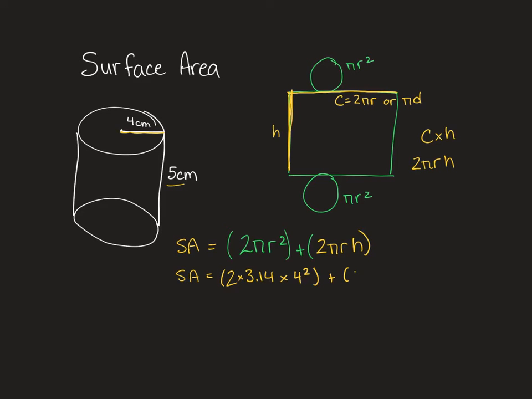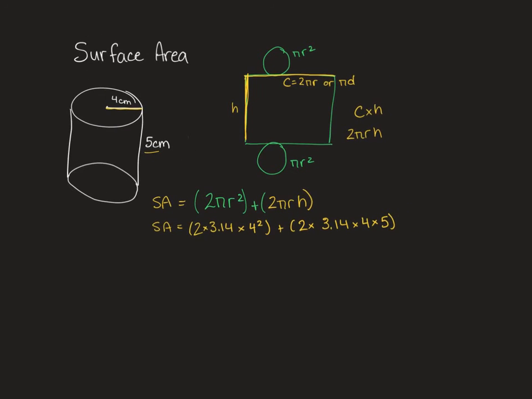Now, if I look at the second half, I've got 2 times, so we already know pi is 3.14. We already know r is 4. What would the h be? So our height is 5, so that's what we would use there. Now we're going to start filling in certain pieces together. So we would start with our exponent, and 4 squared is 16, and then we'll put the rest in here.